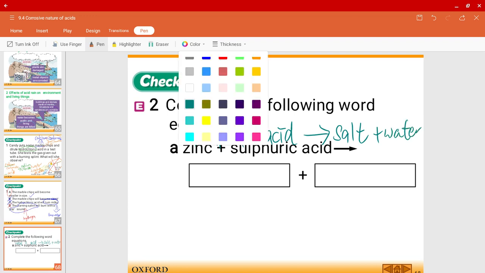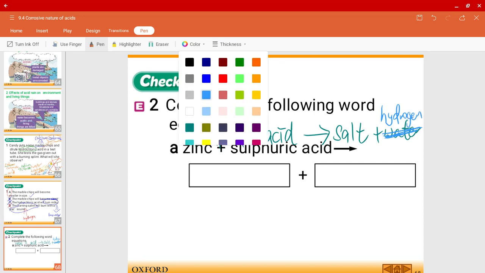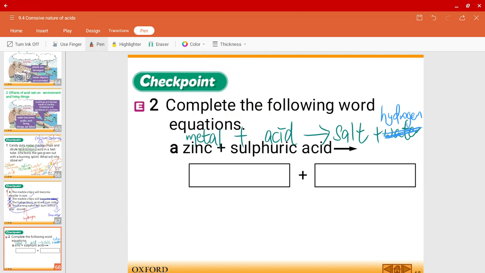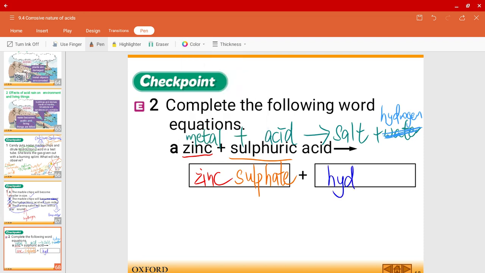You guys remember that? No, it's not salt plus water. Faked you guys, right? It's salt plus hydrogen. Not sure how many of you fell for that, but let's continue. The salt you get is zinc. Remember the first name of the metal, and then the second name of the acid, which is, in this case, sulfate. Then you can write down the other part, which is hydrogen. So the answer is zinc sulfate and hydrogen.